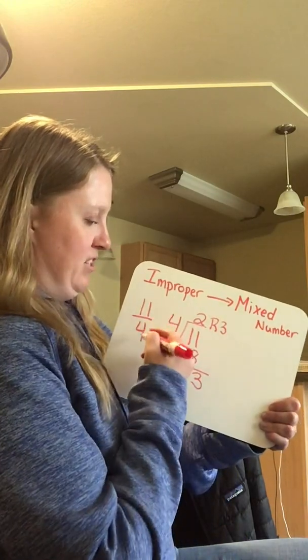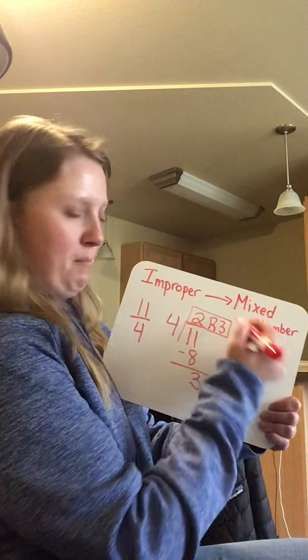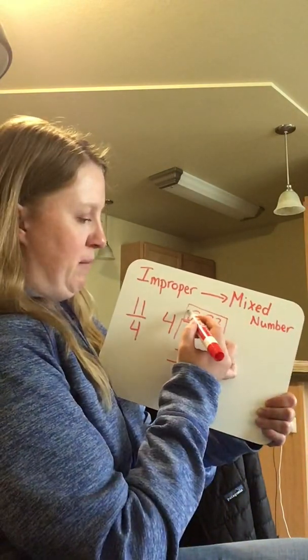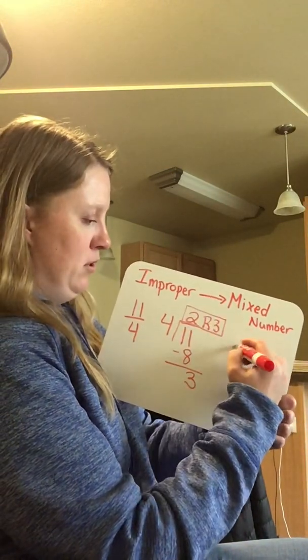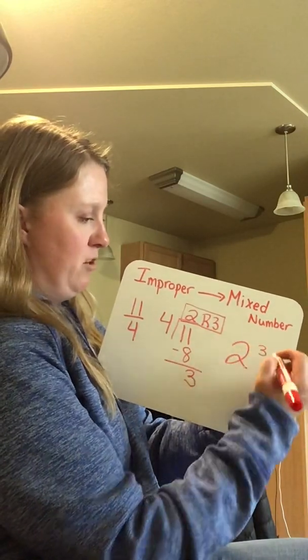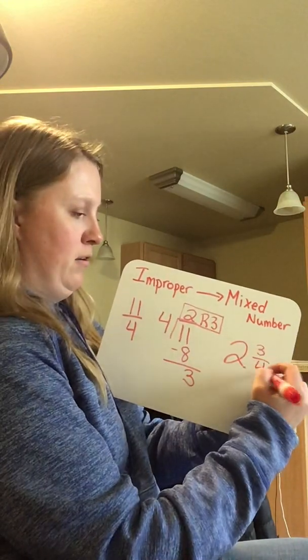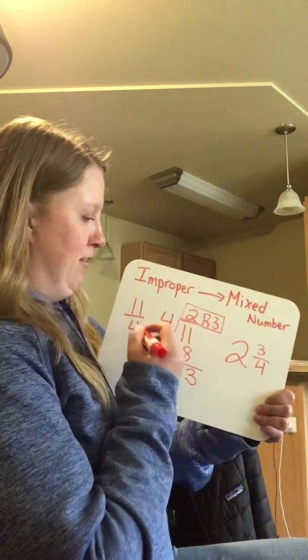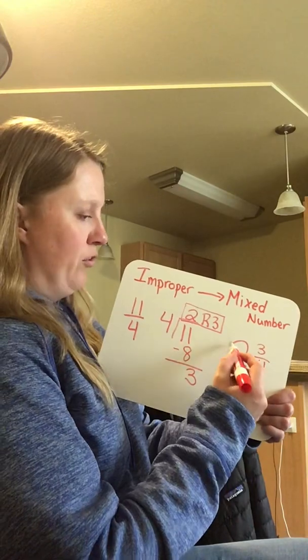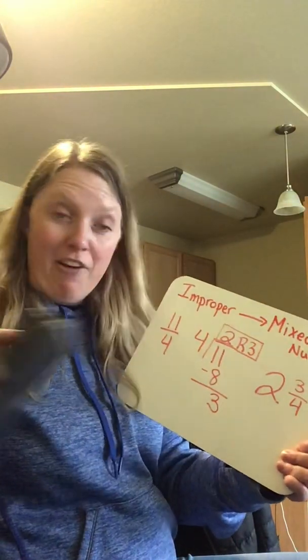Okay, so once I've done that division and I've gotten this answer, now I turn it into my mixed number. So how many wholes do I have? 2. My remainder becomes my numerator, and then I keep the same denominator. Okay, so 11 fourths equals 2 3/4. Okay, it's kind of fun.